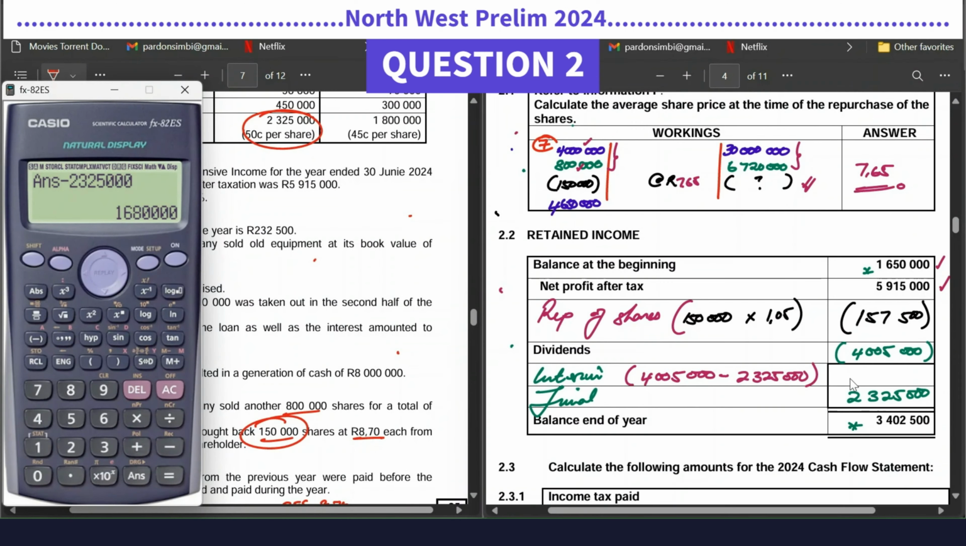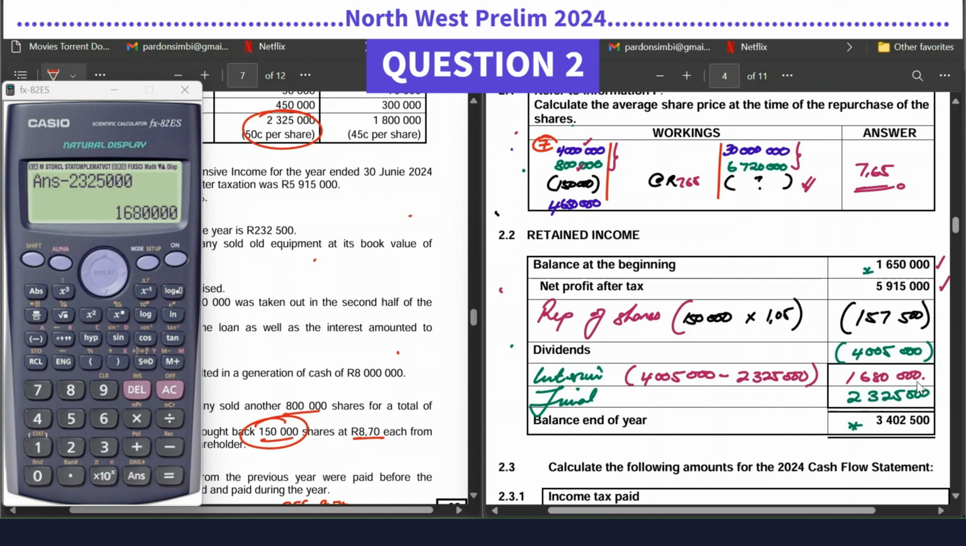That is how I'd have completed my note 8. So in this case, I've done note 7 and note 8. Note 7, they didn't want us to complete all of it, but they wanted us to calculate the average price. In the retained income, the interim dividends were missing, so we had to do the bottom-up calculation.